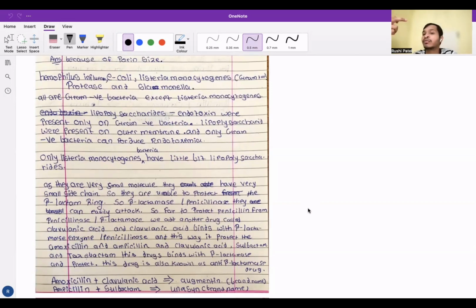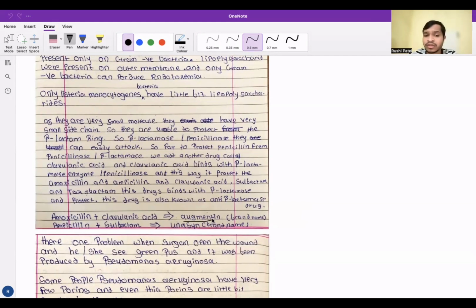Why do they put the clavulanic acid? To protect the drug. How can he protect the penicillin molecule? By the clavulanic acid. With the clavulanic acid, it can kill the beta lactamase, and the main molecule, the amoxicillin, is protected. So the brand name is Augmentin. Then whenever the ampicillin plus sulbactam combination comes, its brand name is Unasyn.